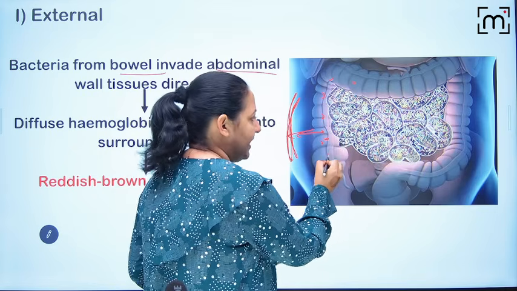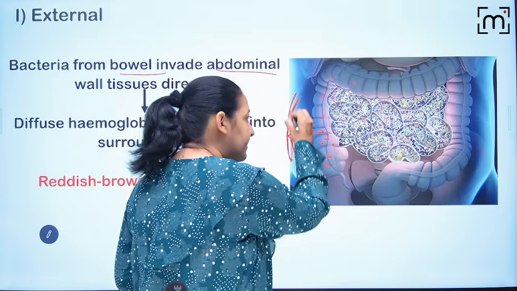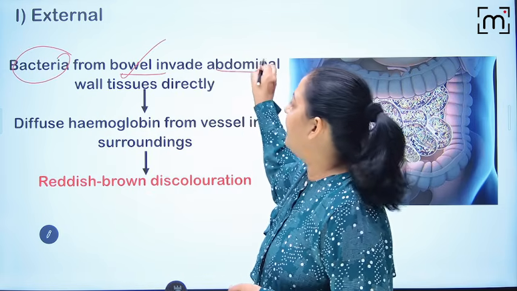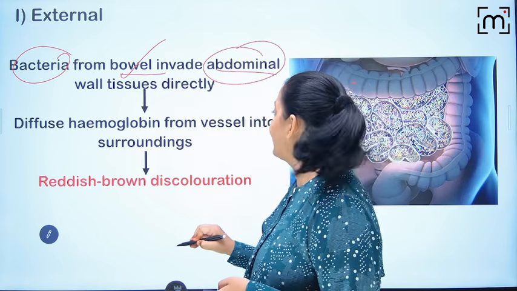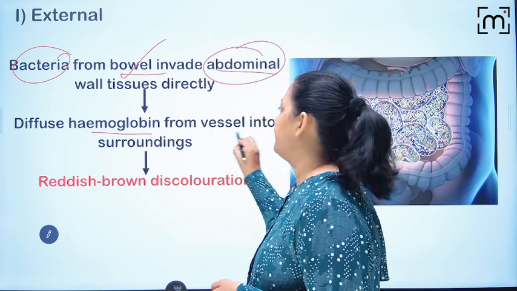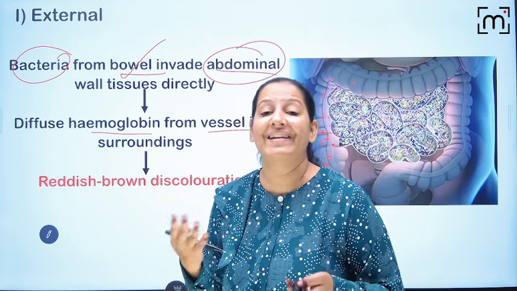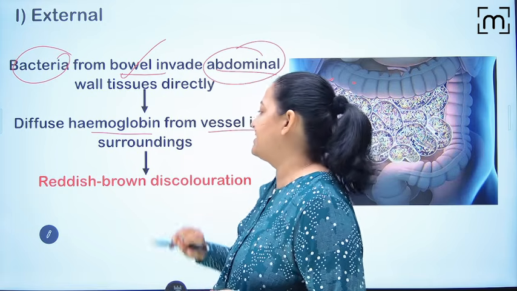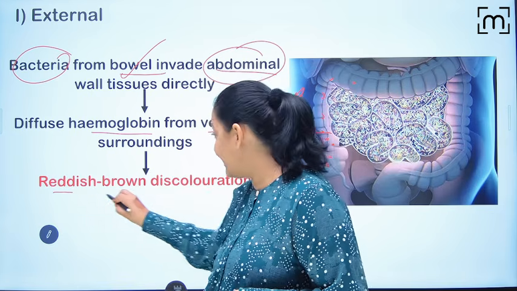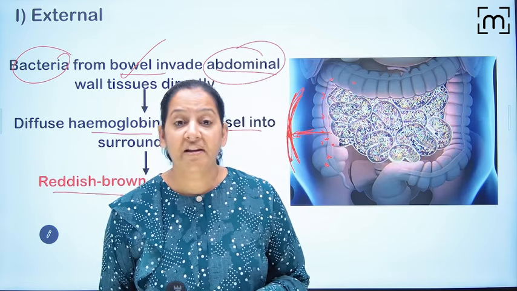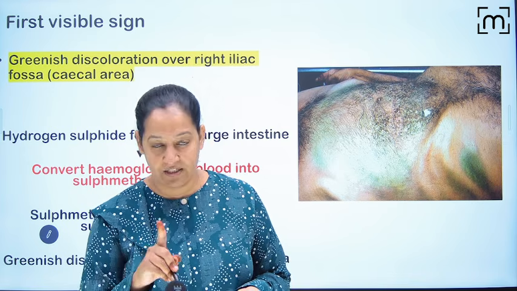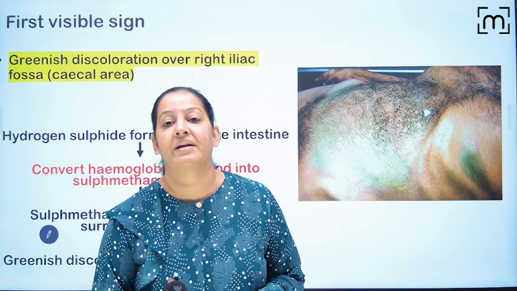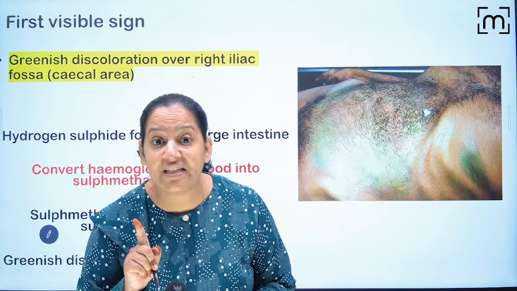So the bacteria from the intestinal wall invade the abdominal wall. That's what is written. After that, what do they do? They rupture the vessel walls. They secrete enzymes, and the enzymes destroy the vessel walls, from which the hemoglobin is released, and that hemoglobin gives a reddish brown discoloration in the abdomen. Where in the abdomen? Right iliac fossa. The earliest visible sign of putrefaction is greenish discoloration in the right iliac fossa.